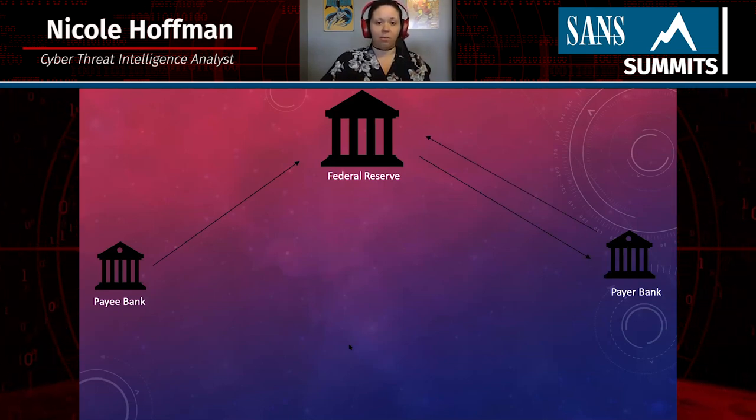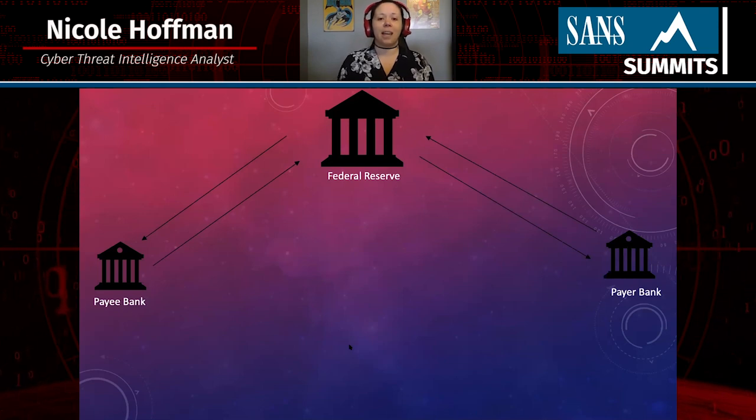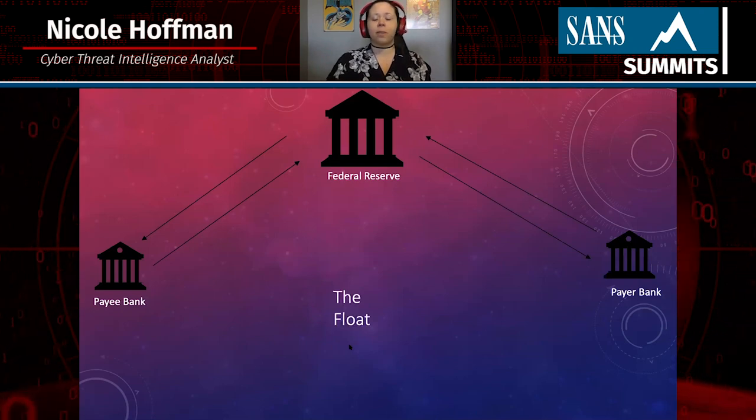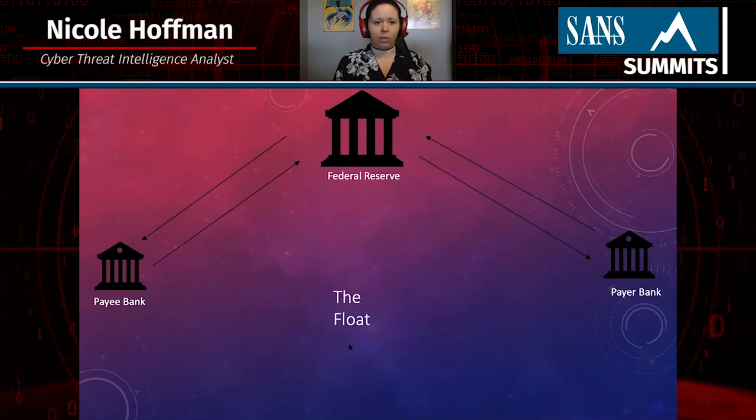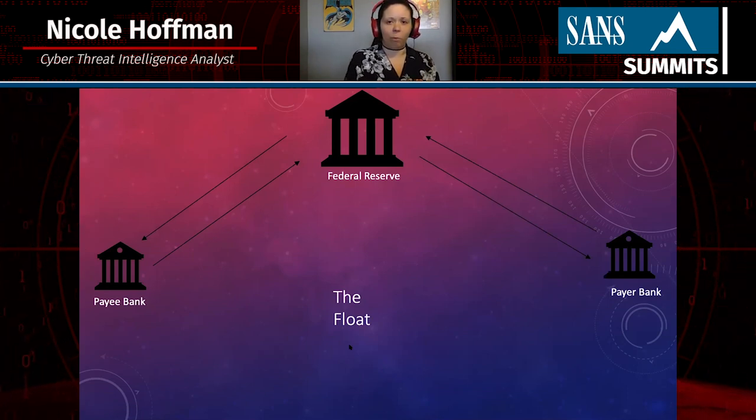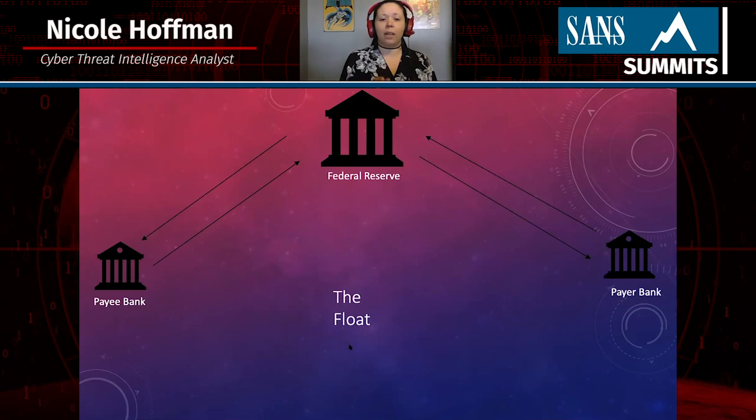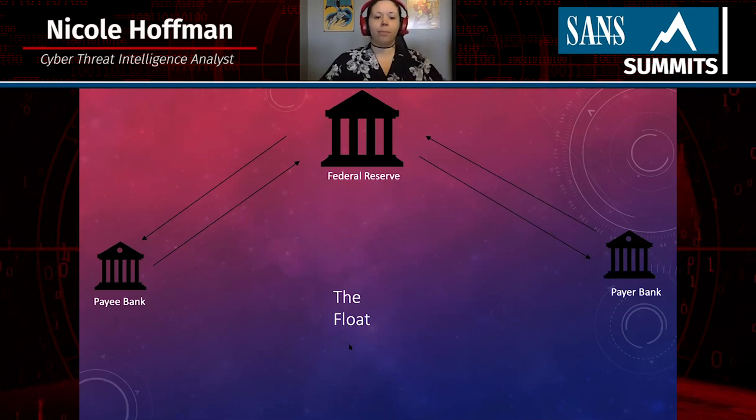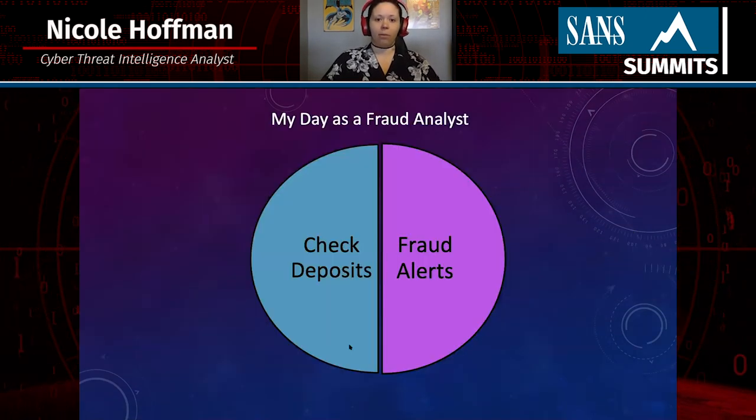Once it's processed in the Federal Reserve, the funds would be sent back to my bank. In the event that she doesn't have the funds in her account, they would send that message back through the Federal Reserve. So either way, it still has to go through the Federal Reserve. And this time period is known as the float. This is something that adversaries take advantage of. It's basically the time period between when I deposit a check and when that check either bounces or I get the funds from my grandma's account back into my account. So that's something I want you guys to be aware of.